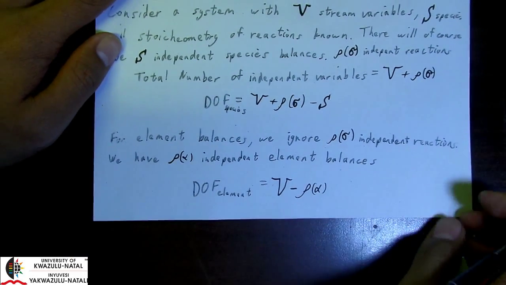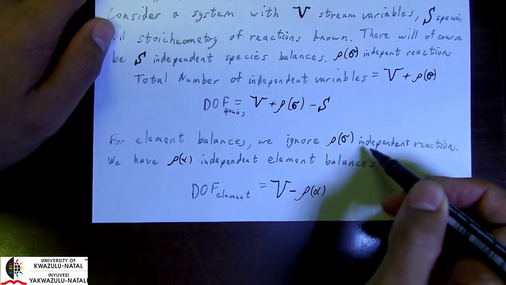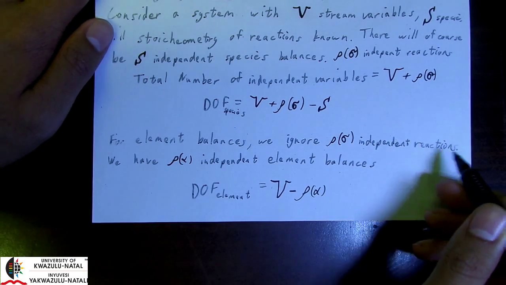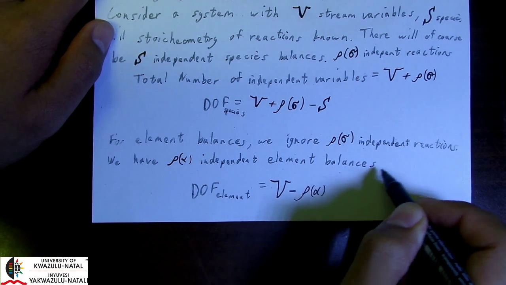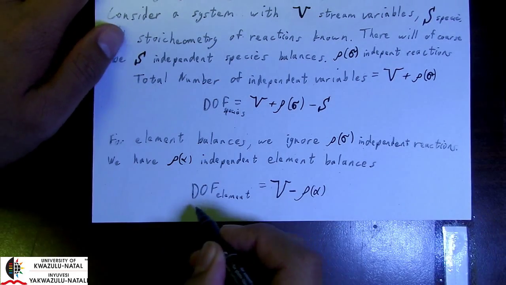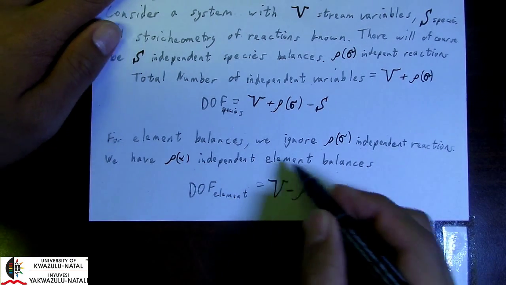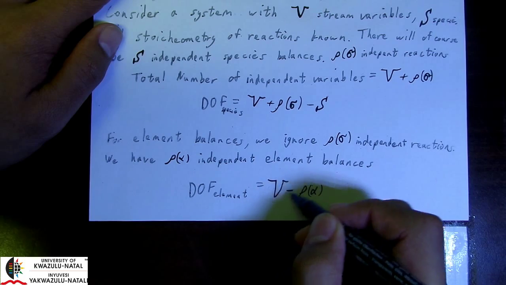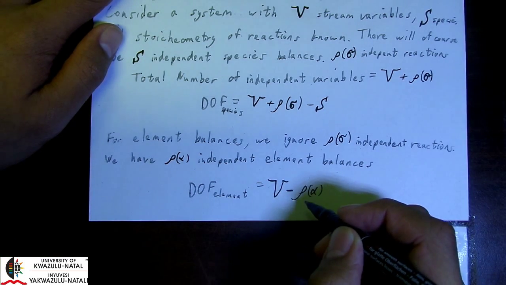Now, in the case of element balances, we don't need to worry about the number of independent reactions. However, we will have rho of alpha independent element balances. And our degree of freedom in the case of element balancing is equal to the number of stream variables minus the number of independent element balances.